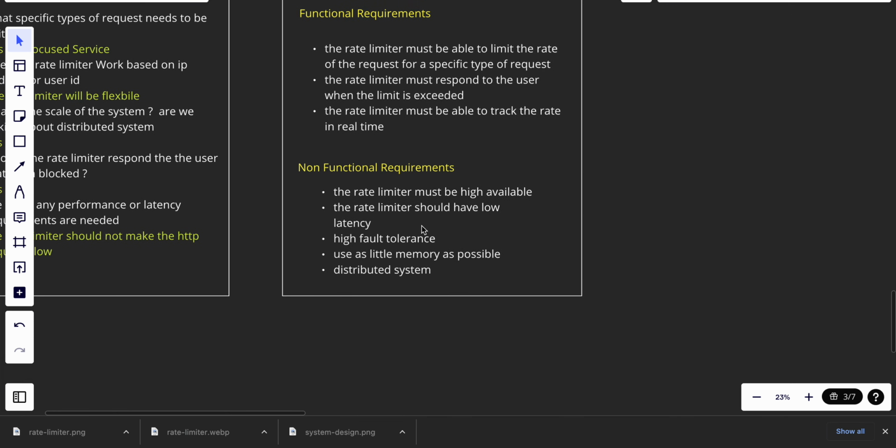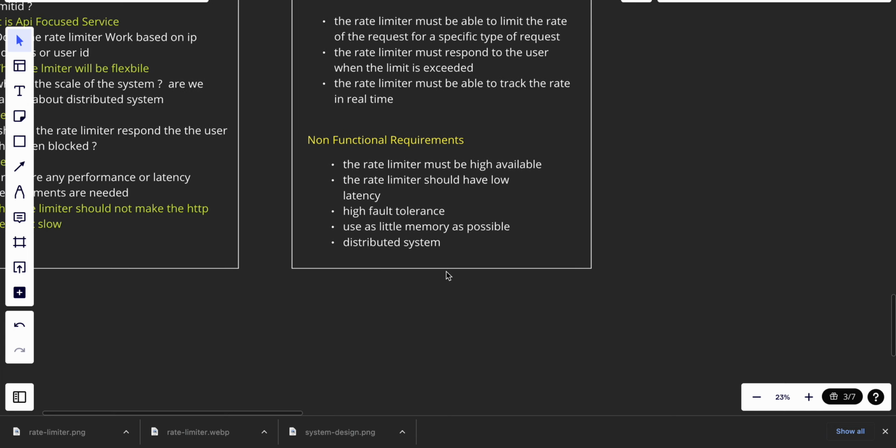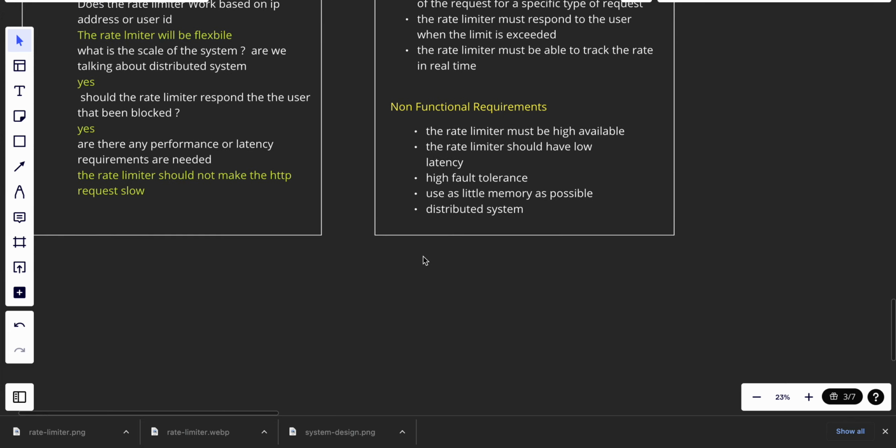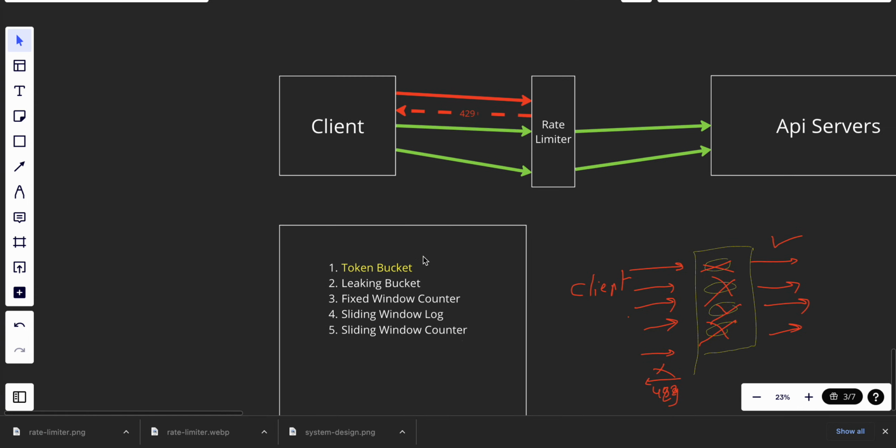The non-functional requirements are: the rate limiter must be highly available, it should have low latency, and it should have high fault tolerance. Basically, if we have any problem with the rate limiter, like failover or errors, the system will continue working. It should also use as little memory as possible, and work in a distributed system.